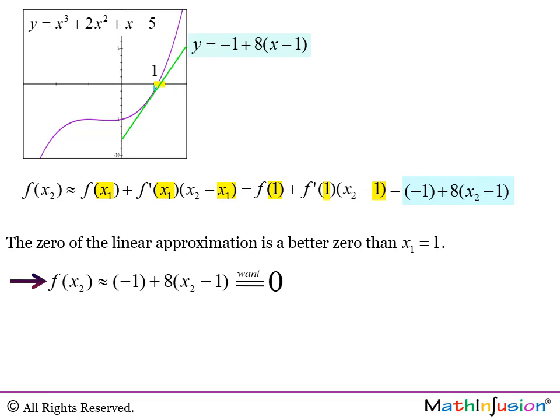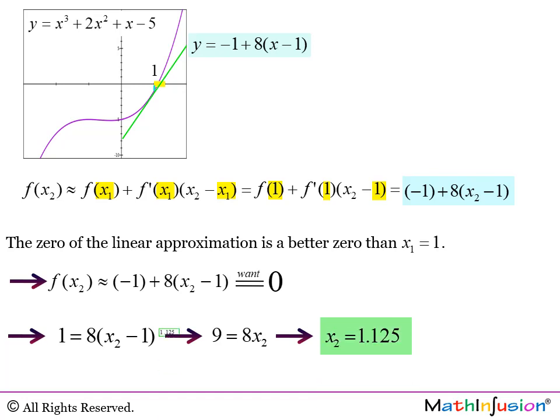I would like this to be 0 at x sub 2. And I will get the next better approximation at x sub 2. This is also the intersection of the line that is above with the x-axis. Solving is always easy. This is just a linear equation. And we get that x sub 2 equals 1.125. Here is a better approximation.